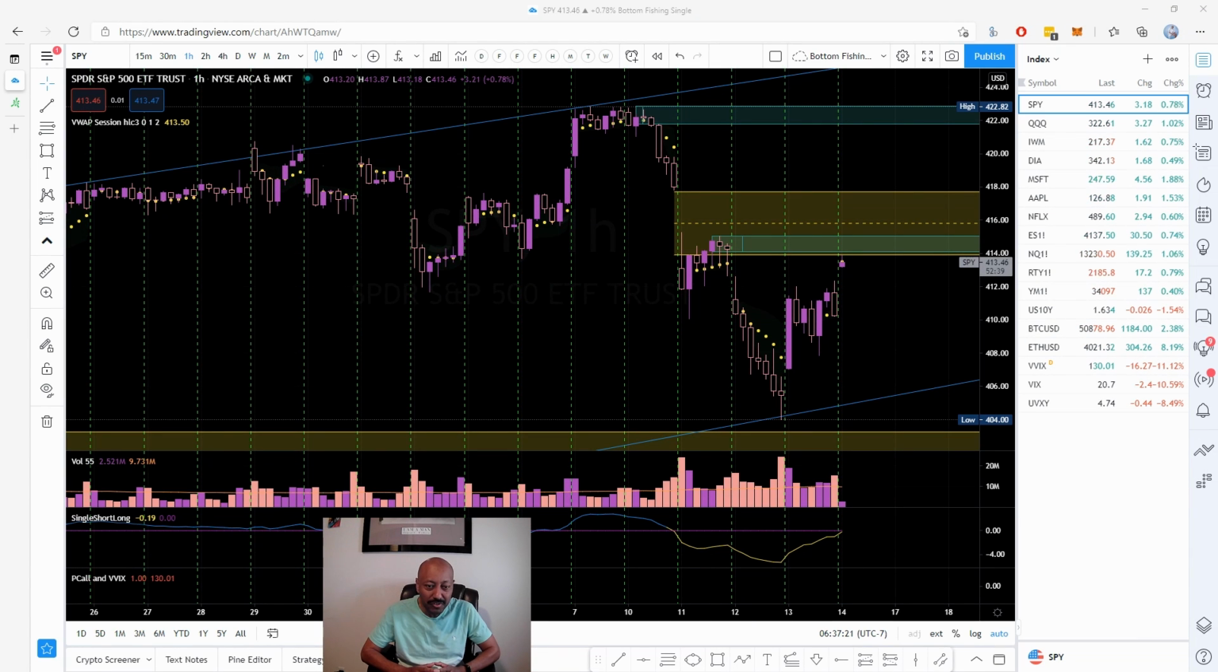We're doing an analysis of where the markets are today in terms of our structure, what our trading opportunities are for today's day trading. That's what we're going to look at. Let's start with the hourly chart, because that's the structure I've been talking about since yesterday.